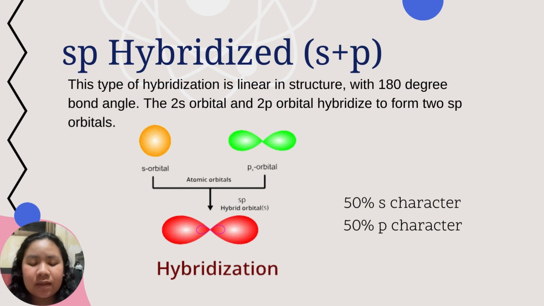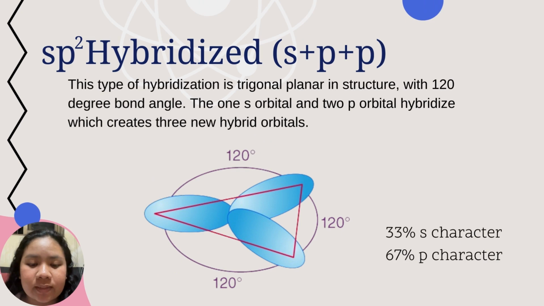sp hybridized. This type of hybridization is linear in structure, having a 180-degree bond angle. The 2s orbital and 2p orbital hybridize to form two sp orbitals. Each of them consists of 50% s character and 50% p character. sp2 hybridized. For this type, it has a trigonal planar molecular geometry with a 120-degree bond angle. The s orbital and p orbitals hybridize, creating three new hybrid orbitals. The s character for this hybrid orbital is 33% and 67% for p character.